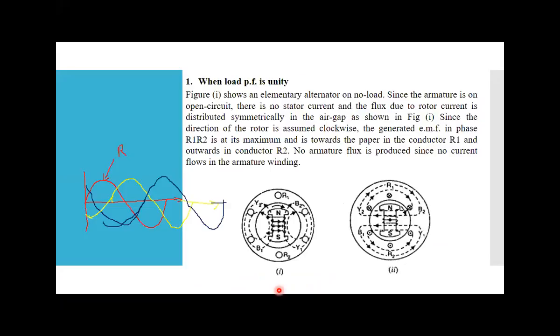Now it will rotate. Suppose it is at B1, B2. Then again it will have the same distortion. Again it will be at Y1 and Y2. It will be the same. Again let's say my N pole is in front of R2 and my S pole is in front of R1. Again it will be the same. Why? Because my magnetic flux is rotated at the synchronous speed, and my armature flux is also rotated at the synchronous speed. Okay, so that's why it remains the same.